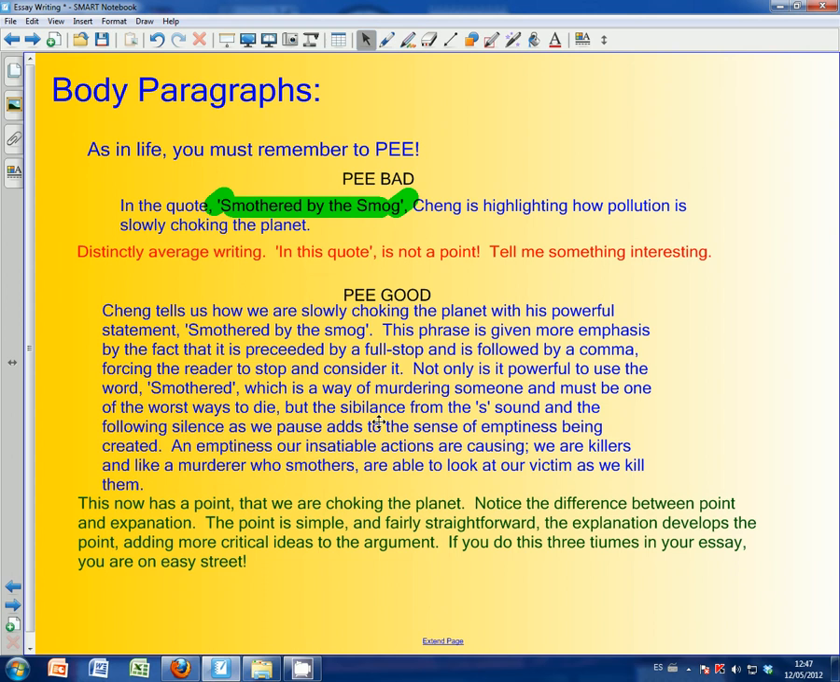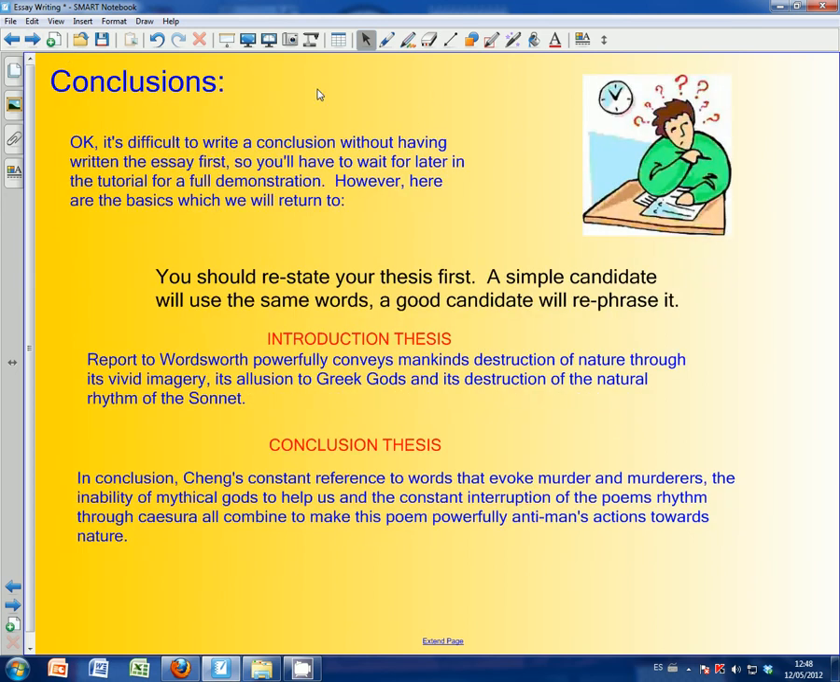And that would be easily an A star answer. So let's move on to conclusions. Conclusions are difficult to write if you haven't written the whole essay. So I'm going to try and give you a strategy to go about how to write a good conclusion, and hopefully it will serve you well in your exam.